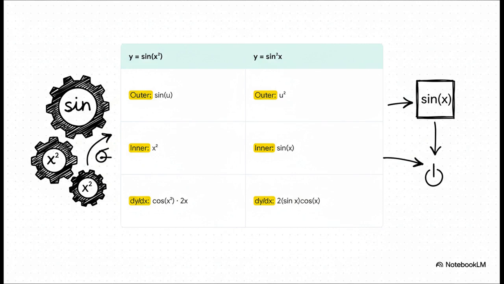Okay, pay attention here because this is probably one of the most common mix-ups people make. These two functions look so similar, right? But their composition, their inner and outer parts are completely different. For sine of x squared, the inside is x squared. But for sine squared x, the inside is sine of x. Getting that first step right is absolutely crucial because as you can see, it leads to two totally different answers.